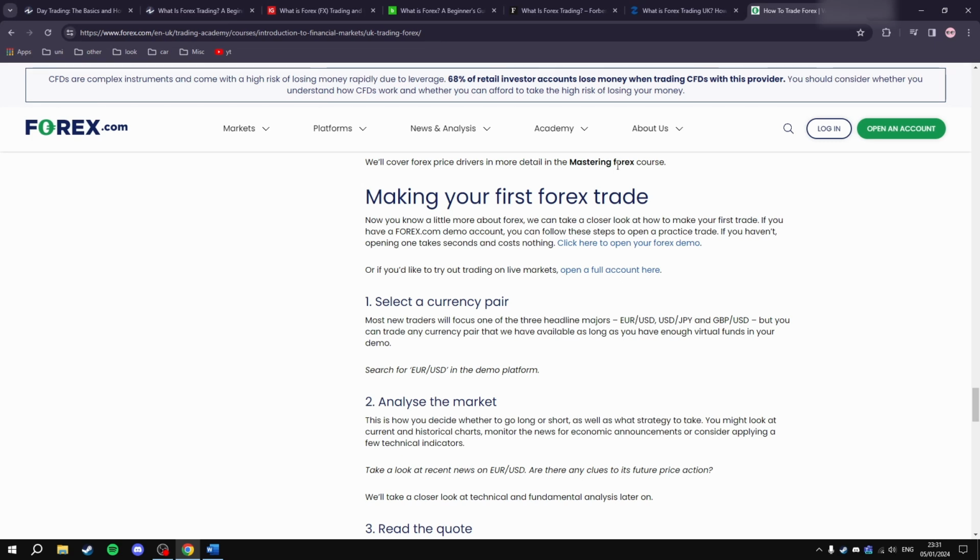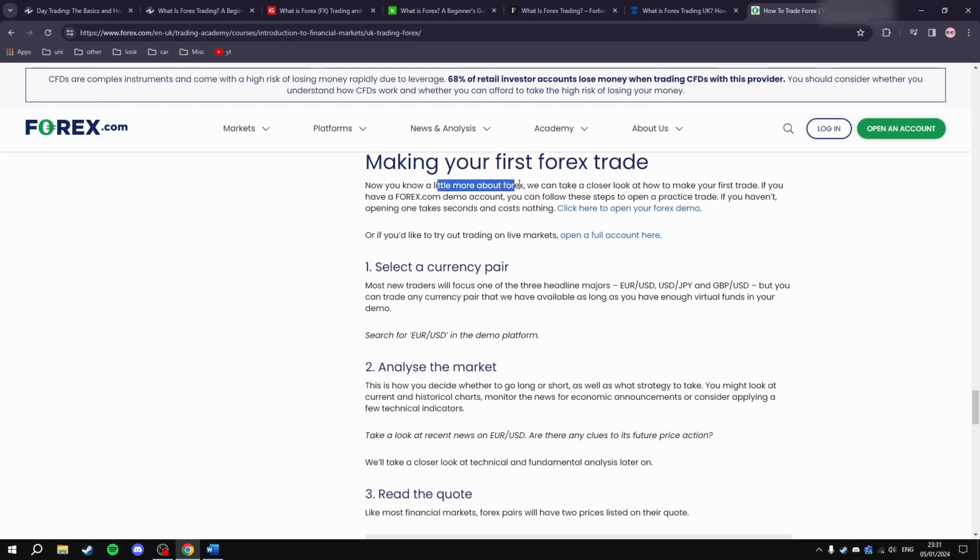Right, okay, so making a first Forex trade. Now you know a little bit of Forex, we can take a closer look at how to make a first trade. If you have a Forex.com demo account, you can follow these steps. If you haven't, open one; it costs nothing.